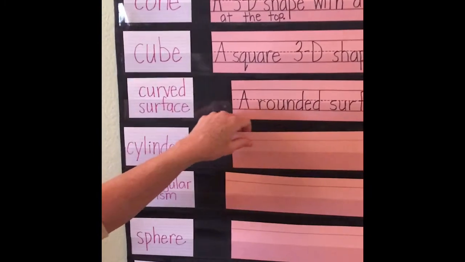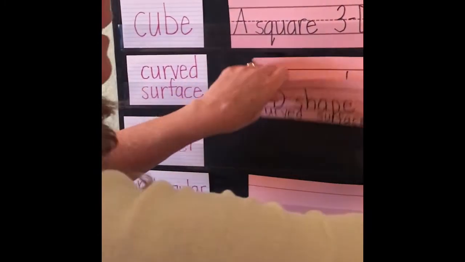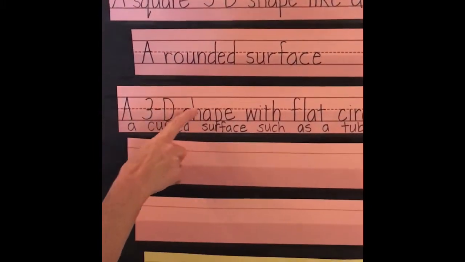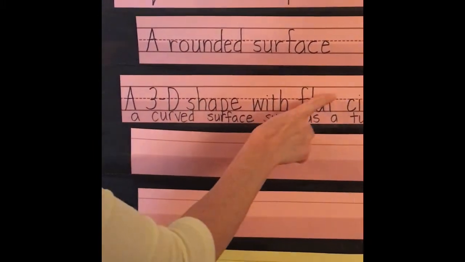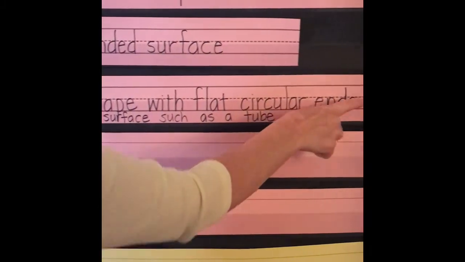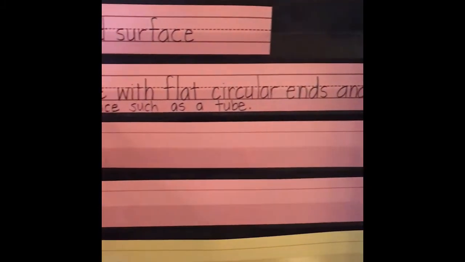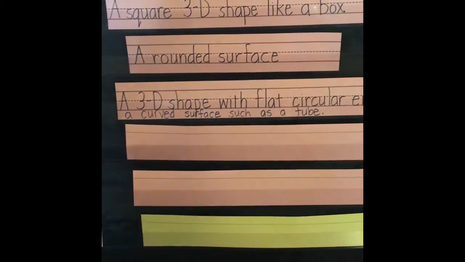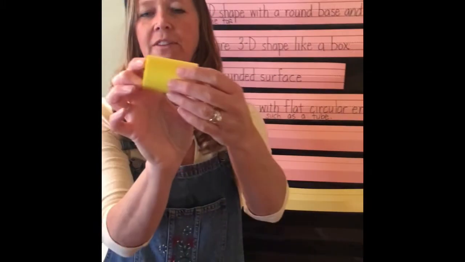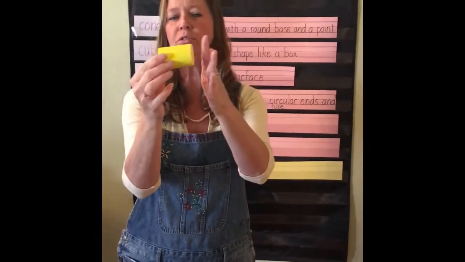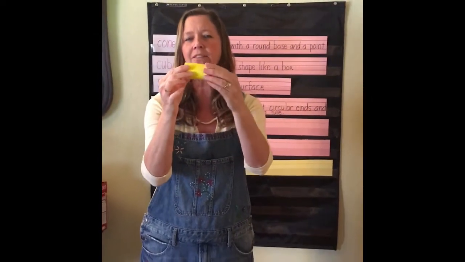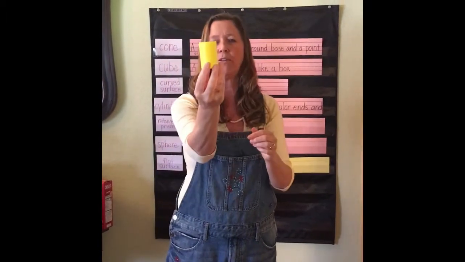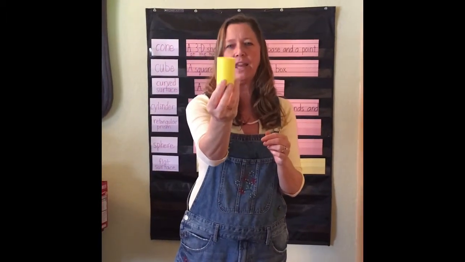Cylinder. Hey, I just showed you a cylinder. The definition of a cylinder is a 3D shape with flat circular ends and a curved surface such as a tube. So here's our cylinder. A cylinder has two flat ends and a curved surface in the middle, very much like a can.